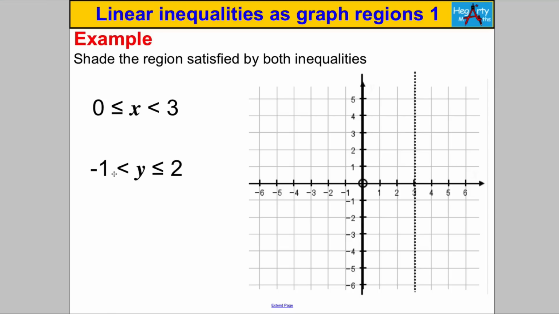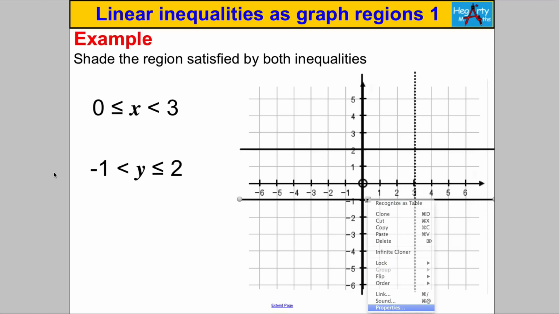Okay, let's then draw the line y equals -1 and y equals 2, y equals -1 being dotted and y equals 2 not being dotted. So let's do that. That's the line y equals 2, and that's the line y equals -1, but that one's got to be dotted. Okay, and now the region's satisfied by all of these.